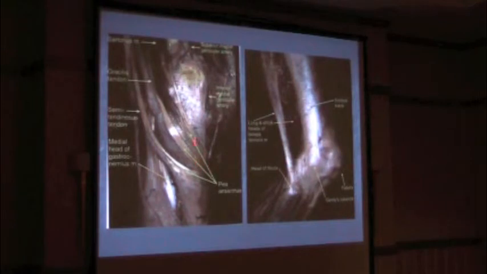Here is the medial side of the joint of the knee. This is what I mentioned before, the pes anserinus, the duck's foot. They say this looks like a duck's foot, but I don't really see it, but here it is. But anyway, here is the gracilis tendon and the semitendinosus tendon. These are the two tendons that we use to harvest for ACL reconstruction.